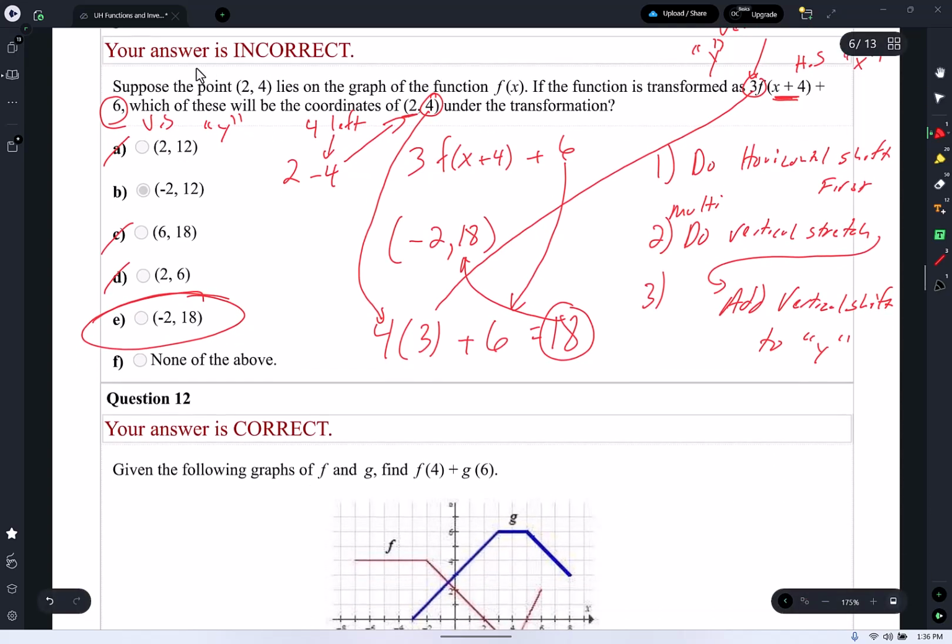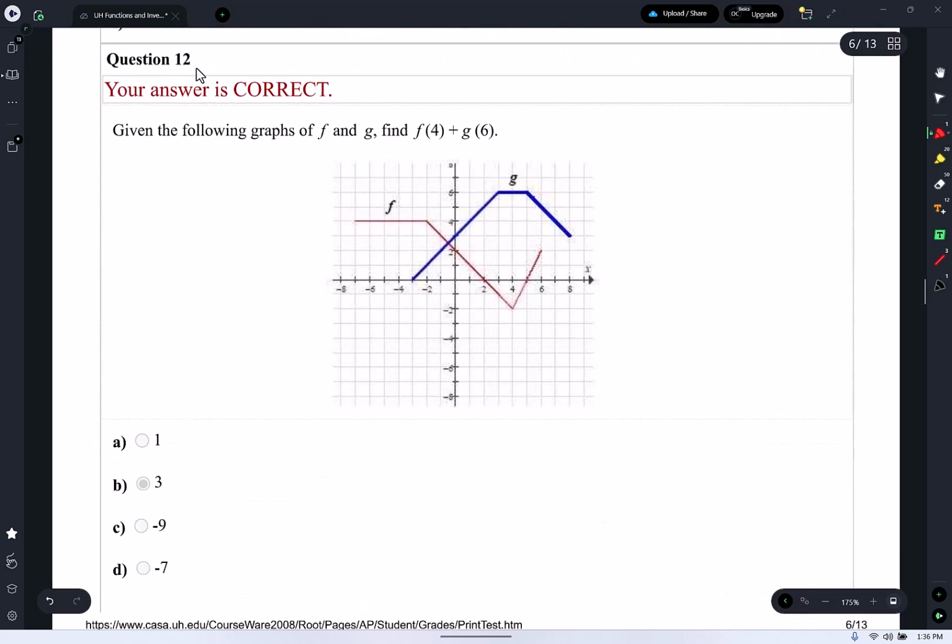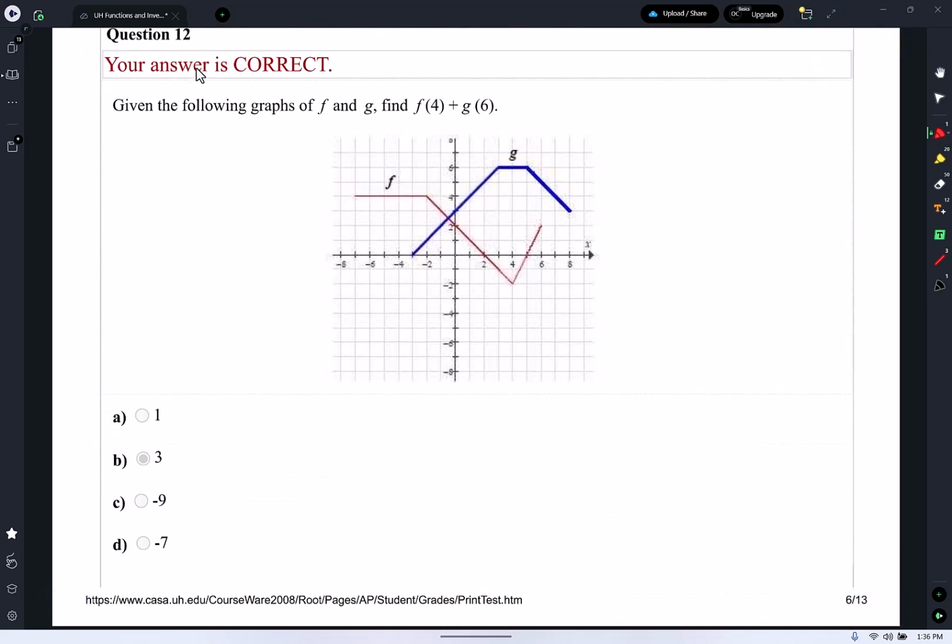All right. Question 12. Hopefully everyone gets these questions correct. Number 12. This is a straightforward one, guys. What's the output when x is 4 for f? What's the output when x is 6 for g? So I go to f and I go to 4, and it looks like it's -2. Plus, I go to 6 on g, and it looks like it's 5. -2 plus 5 is 3, same thing as 5 minus 2. And I look for that.